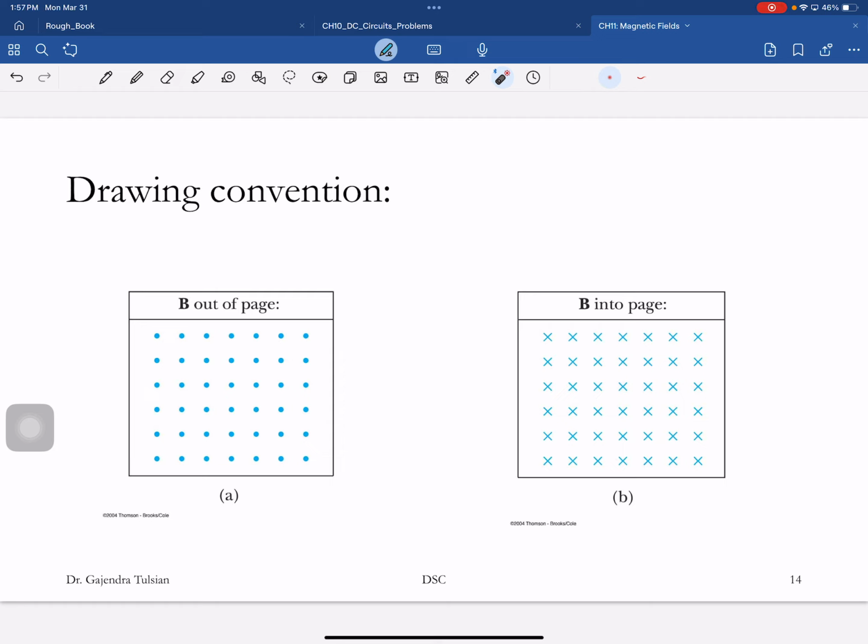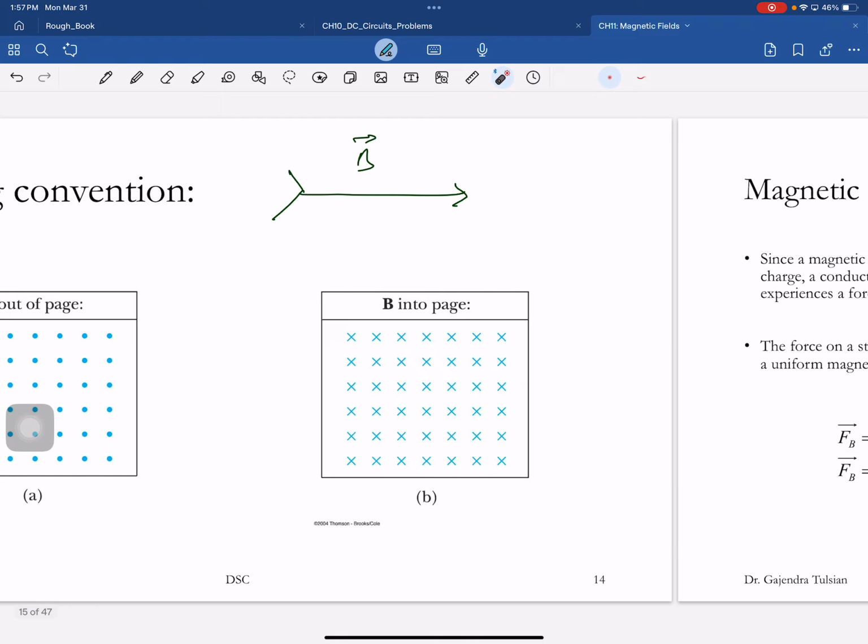Again, you'll have to use your right-hand rule and stuff like that. To indicate the direction of the field, imagine an arrow. Remember, the magnetic field is a vector field. If the field is coming out of the page, you're looking at the arrowhead and you're seeing a point. If the field is going into the page, you're looking at the tail of the arrow and you're looking at crosses. That's how we indicate magnetic fields coming out of the sheet and going into the sheet.